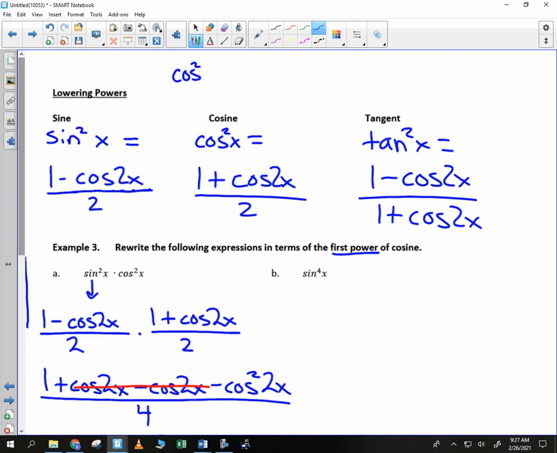Cosine squared of 2x is equal to, well, there's going to be a 1, there's going to be a plus, there's going to be a divide by 2, and there's going to be a cosine. I can tell you that much. This is the part that you have to allow to sink in, okay? When I go from here to here, what happened to the angle?